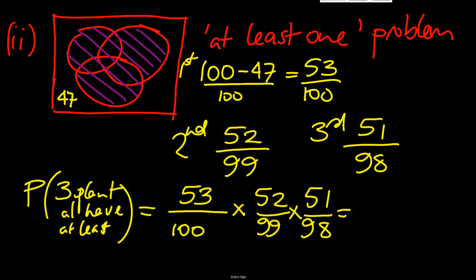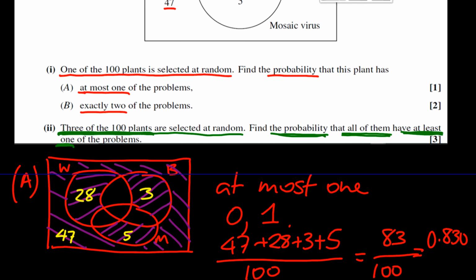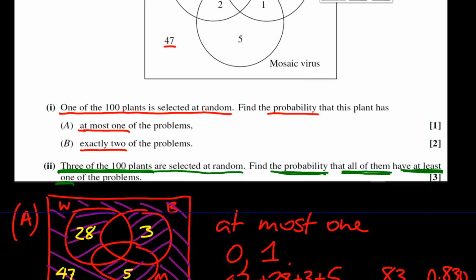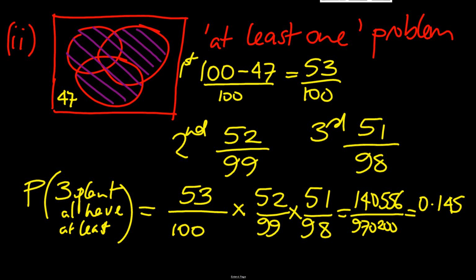That gives us combined, excuse me, I've written this down because if I got a calculator out and we multiplied those together, we'd have 14056 on the top, 970200 on the bottom. That gives us a probability of 0.145 in decimals to 3 decimal places. So there you have it. Not a particularly difficult problem. How many marks did we get for that? We got 6 marks for that, and that was fairly straightforward for us.